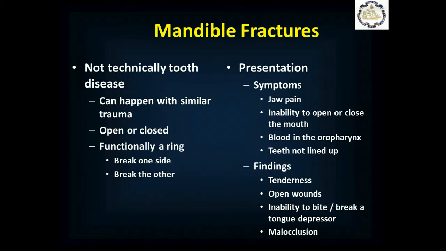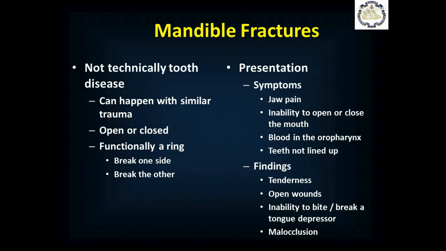Now I'm going to touch briefly on mandible fractures here. Technically they aren't dental disease, but they can happen with similar types of trauma. They can be open or closed, so cuts either on the outside or in the mouth. And if you think about the pictures you saw, again, with the mandible articulating on the base of the skull, it's really like a ring functionally. So if you get force on one side, you tend to break the other side as well. So the presentation will be of trauma with jaw pain. They may not be able to open or close their mouth. There may be a lot of blood in the oropharynx, and when they do close their mouth, it feels to them like their teeth aren't lining up.